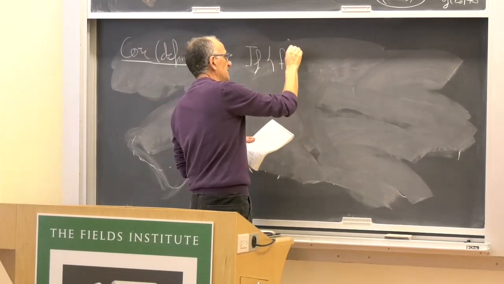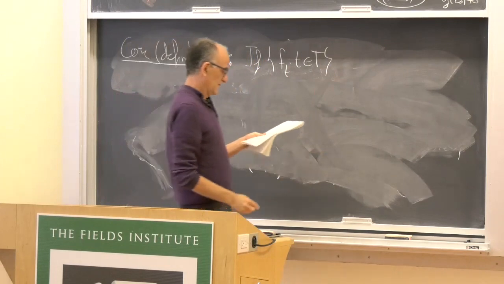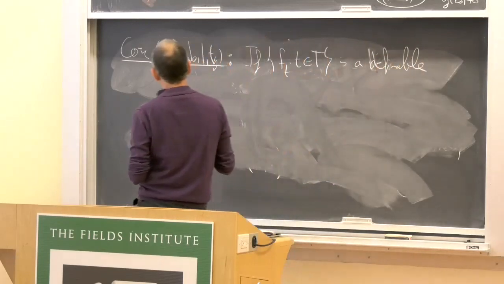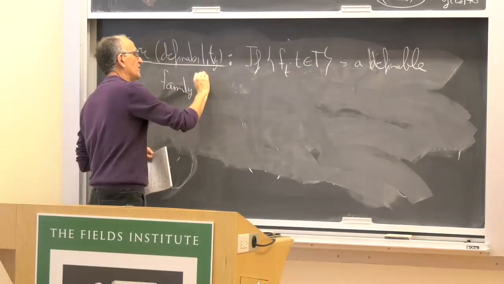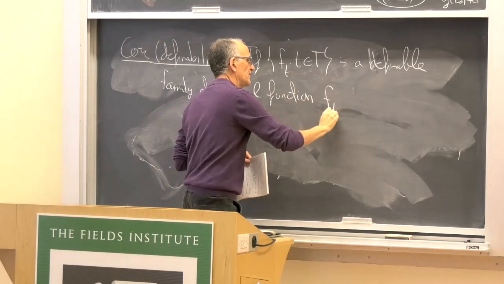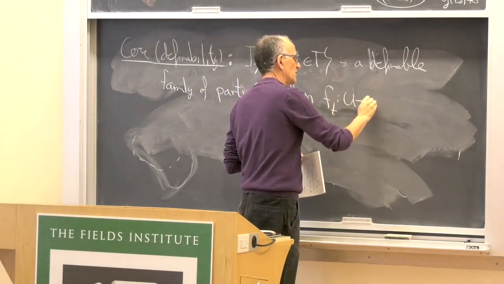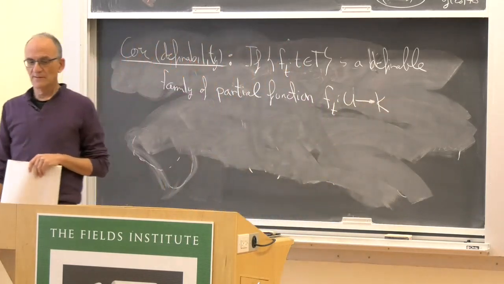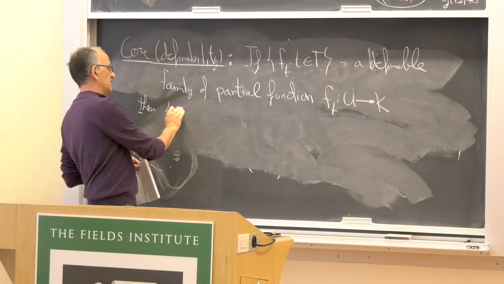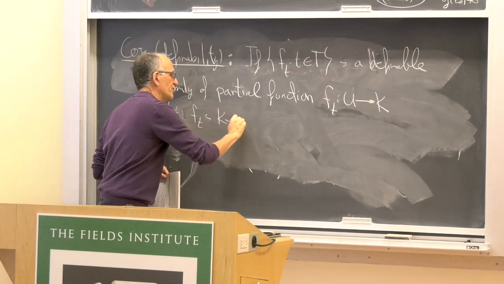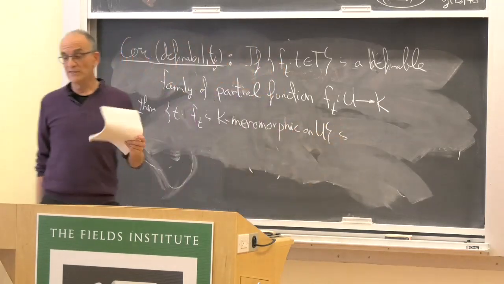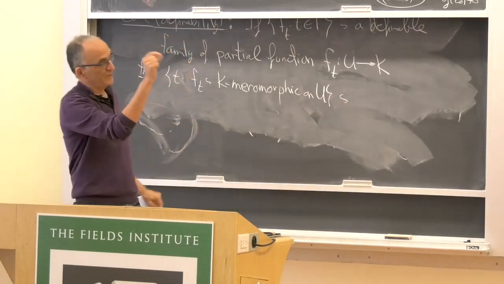If f_t is a definable family of partial functions f_t from U_t to K, then the set of all t such that f_t is K-meromorphic on U, and for this you don't need to be a global function. It's local, it's a property at every point, A, and A is definable.